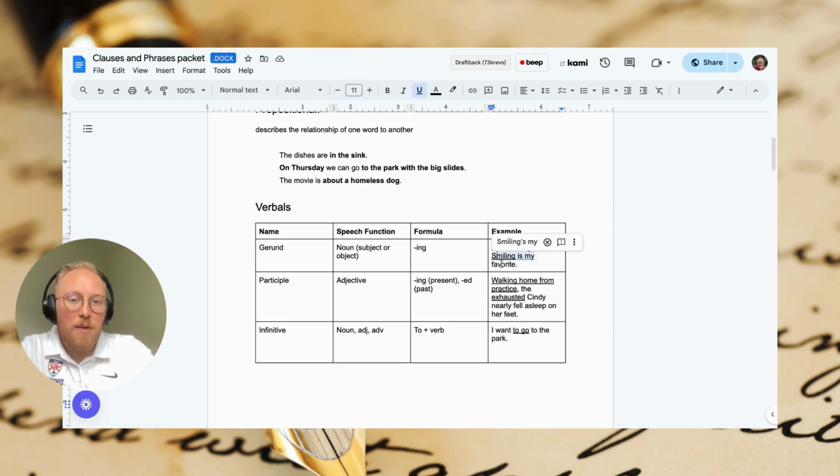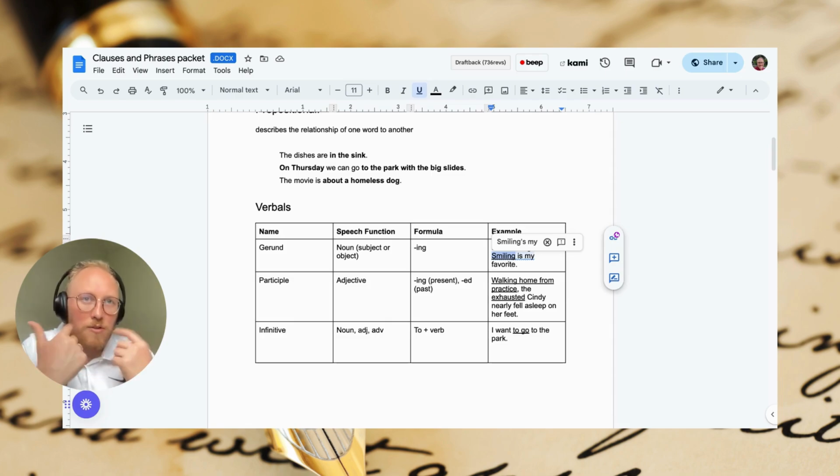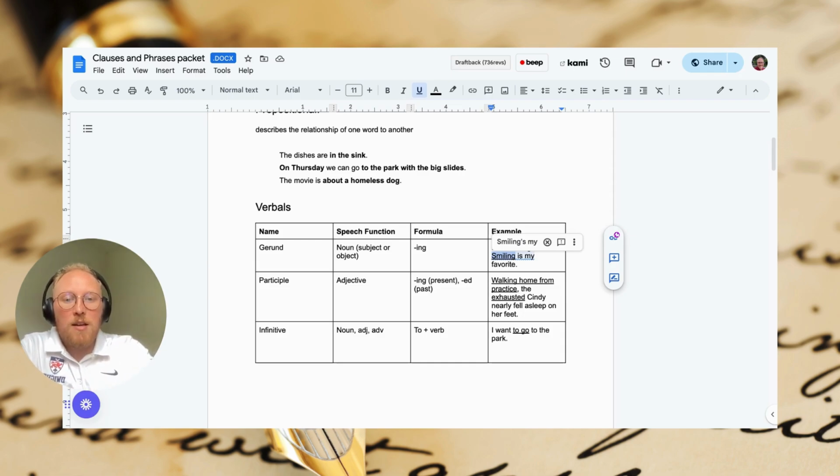What is my favorite? Smiling is my favorite, right? It begins the sentence. Smiling is, and this is the subject of a sentence. It looks like a verb, right? Because smile can be a verb. In this case, smile can also be a noun. We use that like, oh, I have a great smile. But the act of smiling can be a verb.